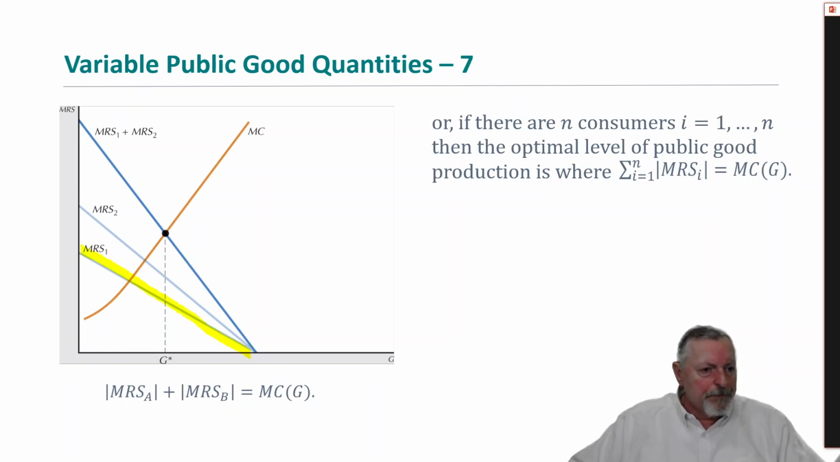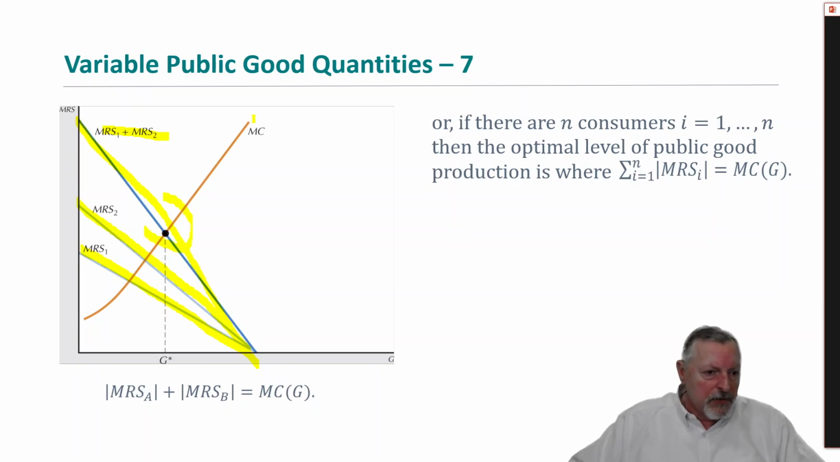This is the reservation price for person A. This is for person B, and it varies depending on how much of the good there is. As the amount of public goods supplied increases, these people are both less willing to purchase one more unit. It is the sum of these two marginal rates of substitution, which is the total marginal utility of buying various quantities of G.